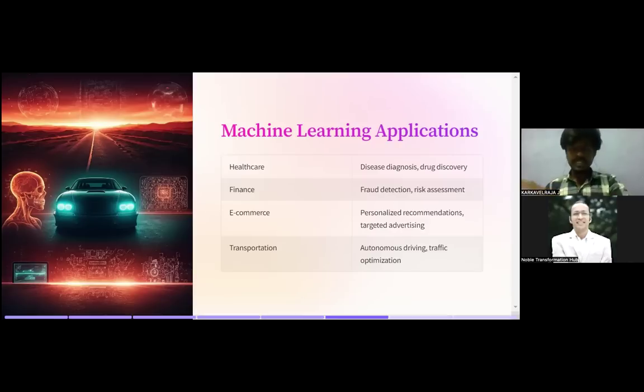Wherever the traffic is very less, we can hold them. So like that we can do. So these are some of the machine learning applications. It is not restricted to just these.